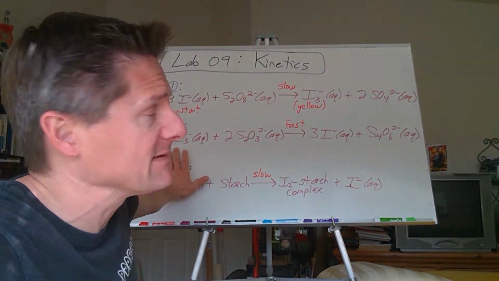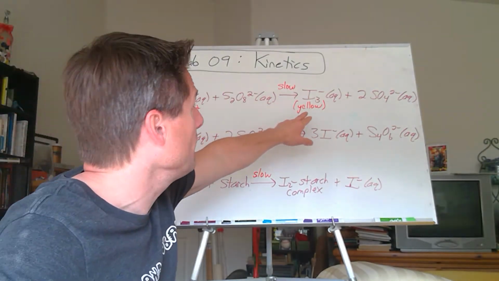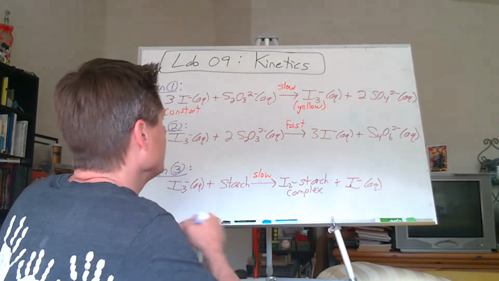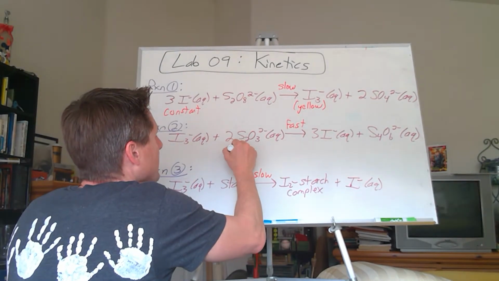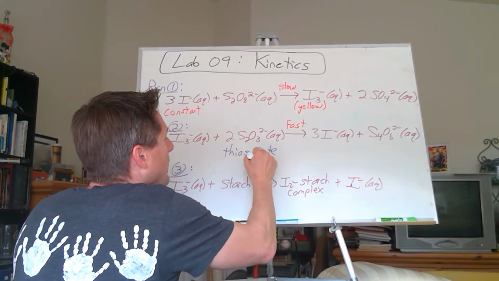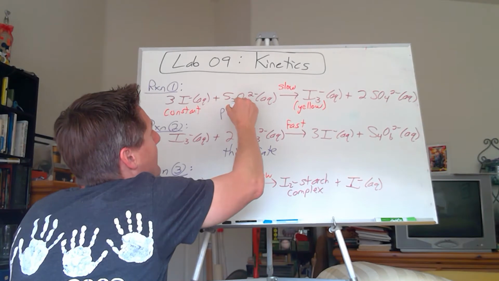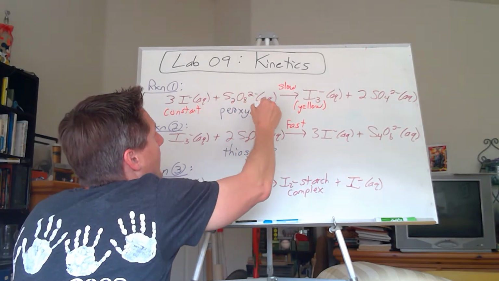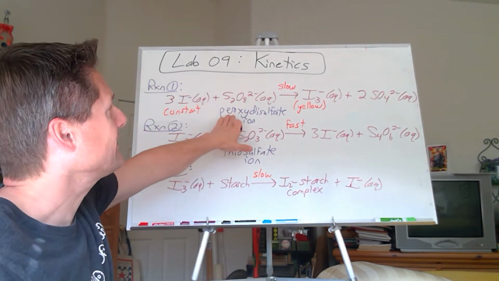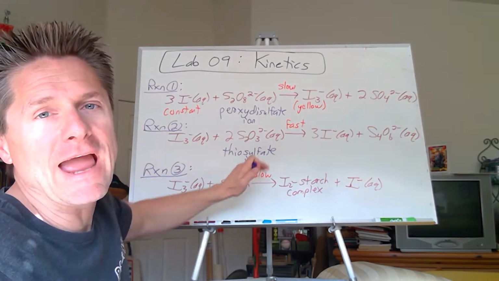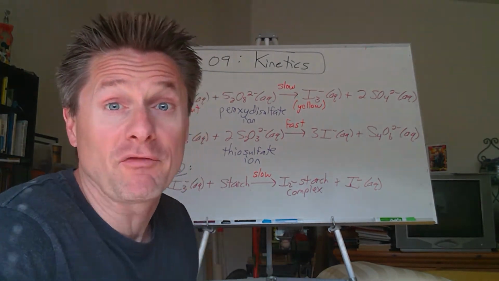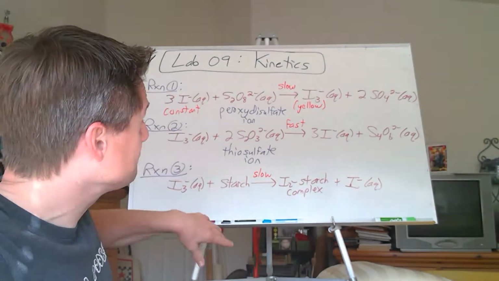How are we going to hold I minus constant? What we're going to do is add some thiosulfate. That's what this is, the thiosulfate ion. This was peroxydisulfate, that's a long one. So peroxydisulfate ion and the thiosulfate. It's like a sulfate ion where you replace one of the oxygens with a sulfur. That's all. Thio is a sulfur term.